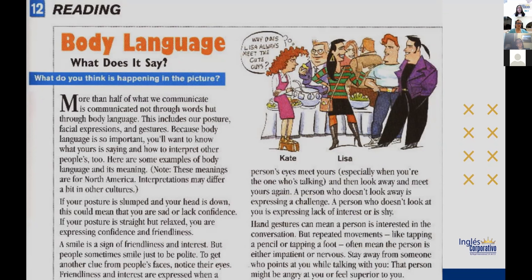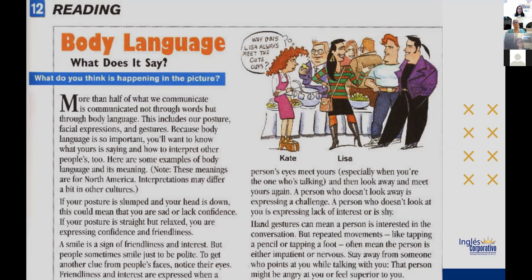If your posture is straight but relaxed, you are expressing confidence and friendliness. So that means that you are fine, that you're okay, that you're comfortable, that you are confident, that you are friendly. A smile is a sign of friendliness and interest, but people sometimes smile just to be polite. Right, when the smile is not really natural, okay.